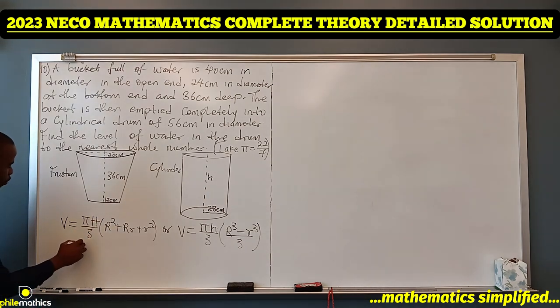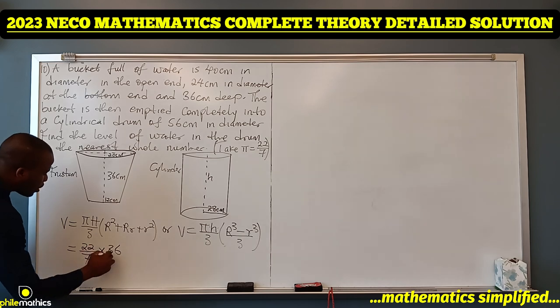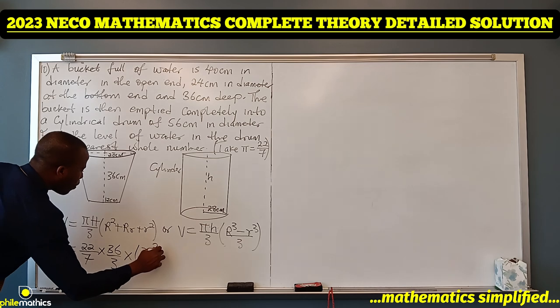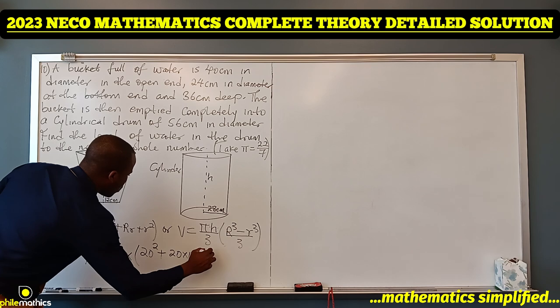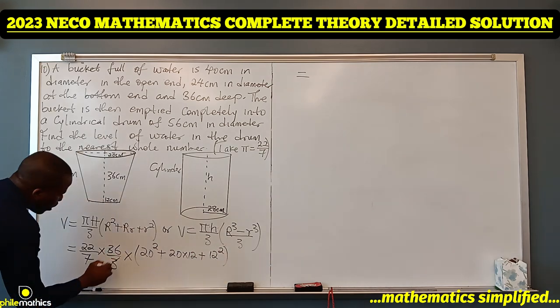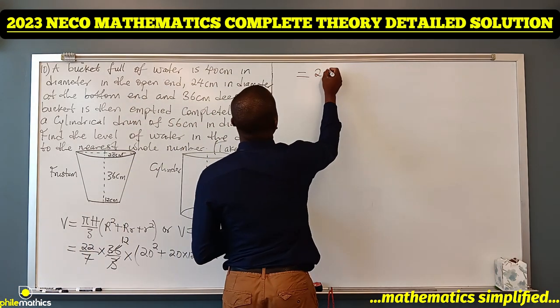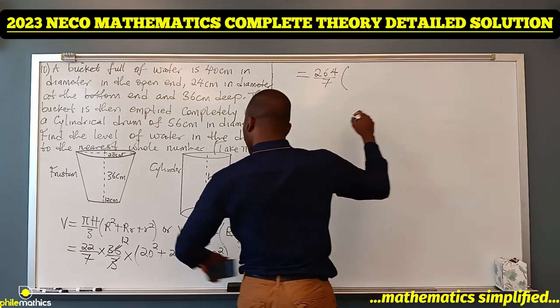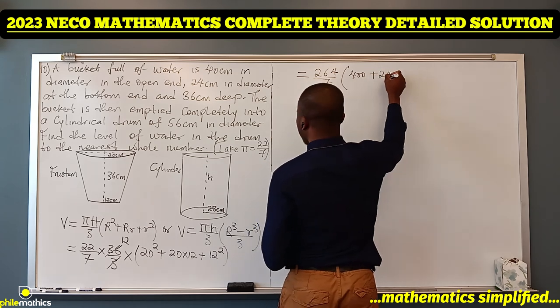So we'll have 22 over 7 times height is 36, there's 3 here. Our big radius is 20 square plus 20 times 12 plus 12 square. 3 can cancel 36 as 12. And so 22 times 12, we have 264 over 7. Inside the bracket, we have 400 plus 240 plus 144.